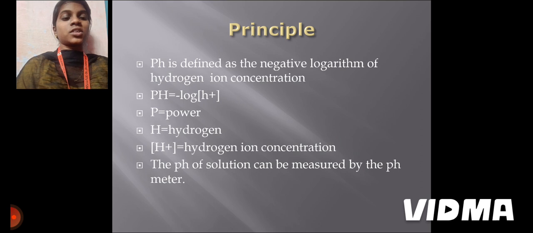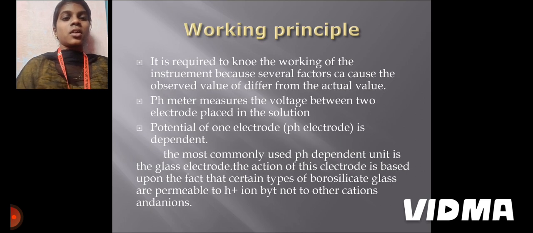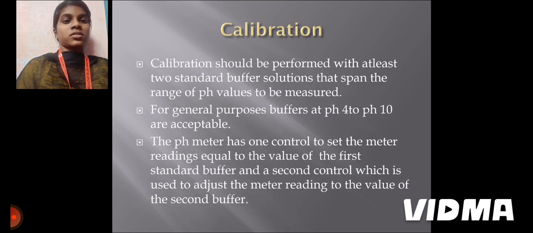The pH of a solution can be measured by the pH meter. It is required to know the working of the instrument because several factors cause the observed value to differ from the actual value. The pH meter measures the voltage between two electrodes placed in the solution. The potential of one electrode is pH dependent. The most commonly used pH dependent unit is the glass electrode. The action of this electrode is based upon the fact that certain types of borosilicate glass are permeable to H plus ions, but not to other cations and anions.